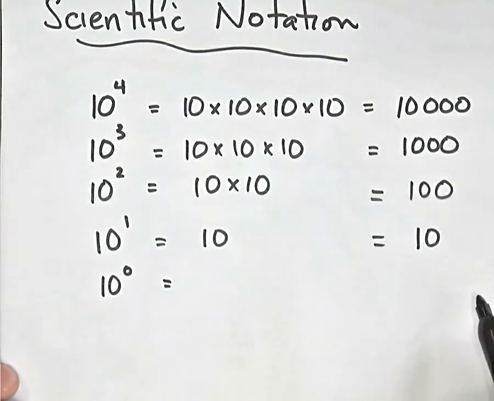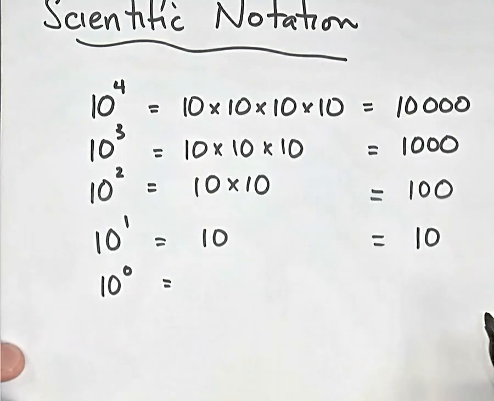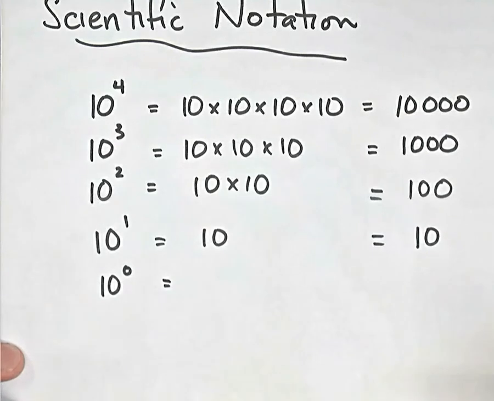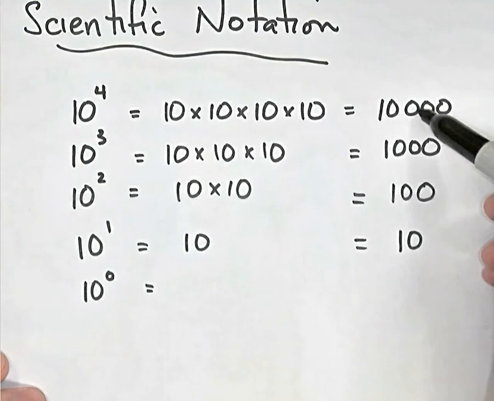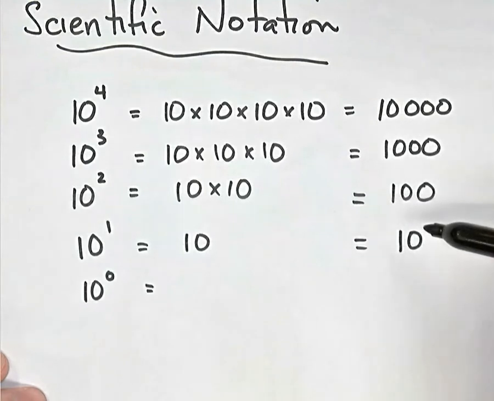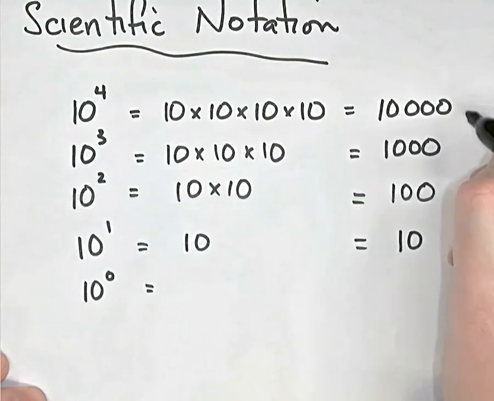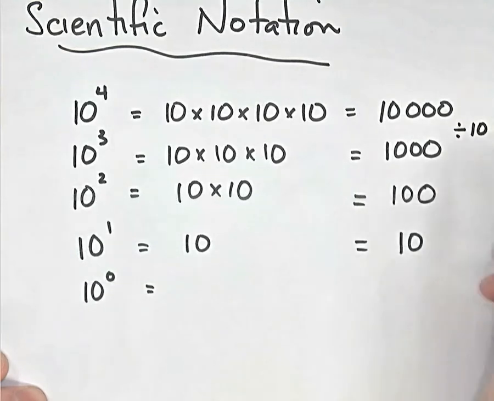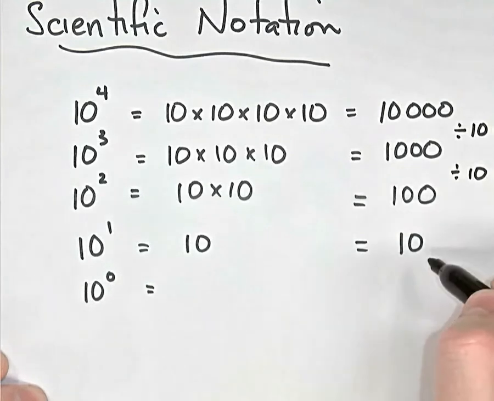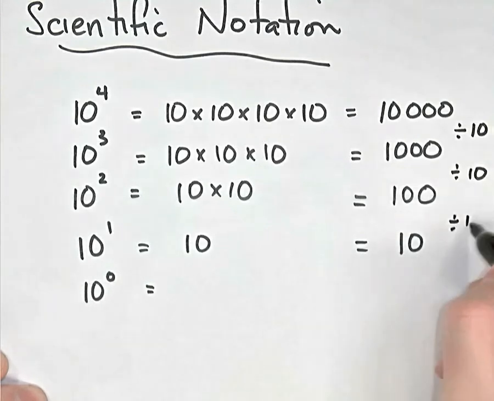Well, I want you to, rather than just rely on what somebody told you, try to see if you can figure out what 10 to the power of 0 must be equal to. Look over here at these numbers, 10,000 and then 1,000. How do you go from 10,000 down to 1,000? Well, one way to think of it is you would divide by 10. And to go from 1,000 to 100, you divide by 10. To go from 100 down to 10, you divide by 10.